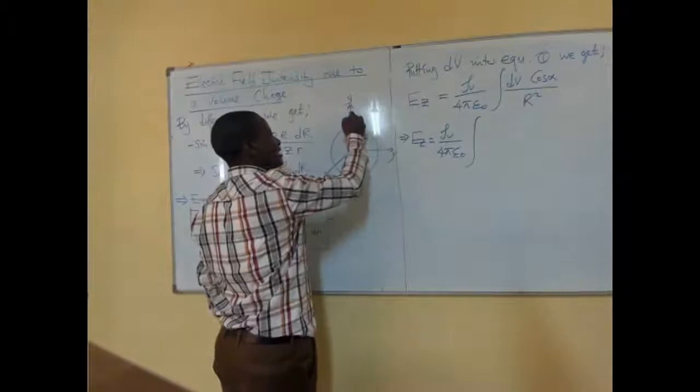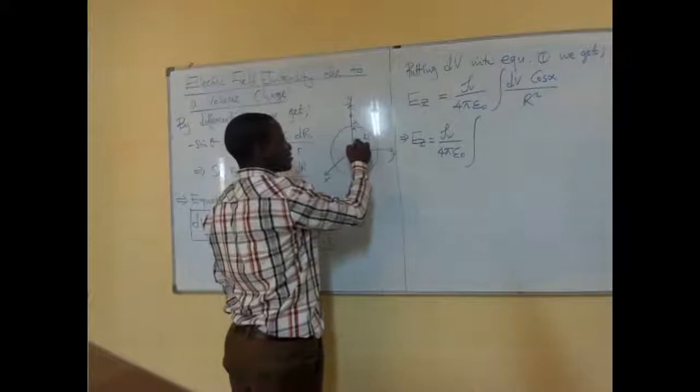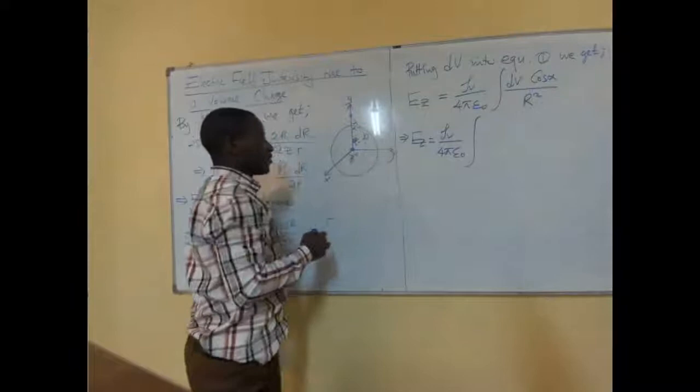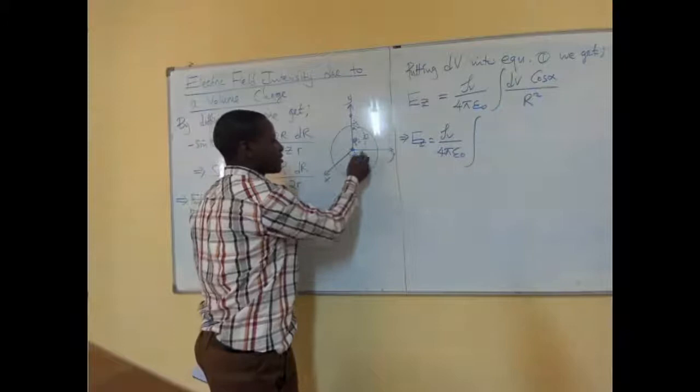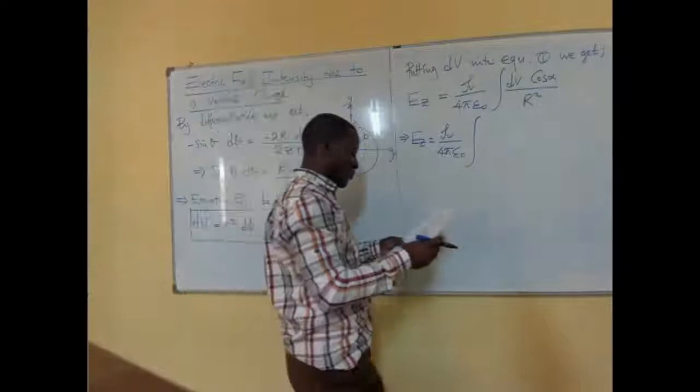This is what we called the alpha. This is what we called the theta. And this is the phi. So if you look at how the phi is moving, it means that it is just moving on the surface like this. So that's why we have to integrate it from 0 to 2 pi.